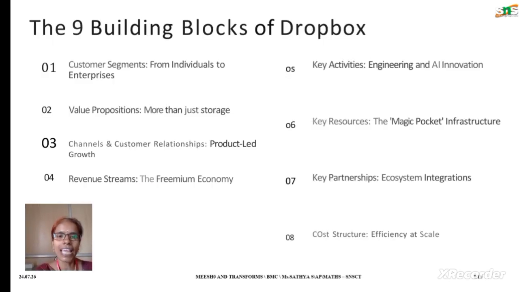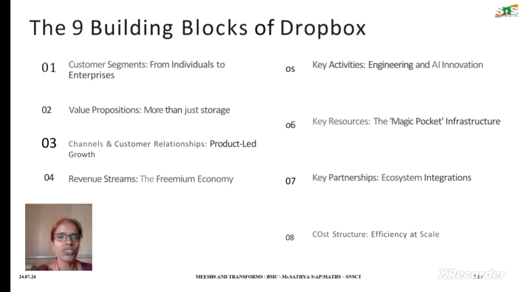Then there are 9 blocks of Dropbox. One by one we are going to see now. The first thing is customer segments, from the individual to the enterprises. The second thing is value propositions. Here we need to have more than just storage. That is, we are going to store, right? If you have more space, we can allow it, right?